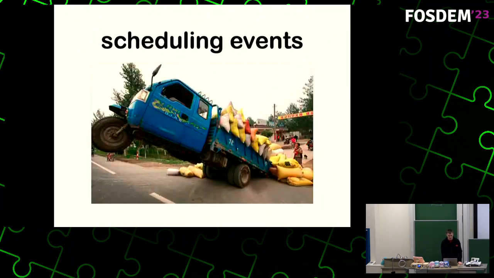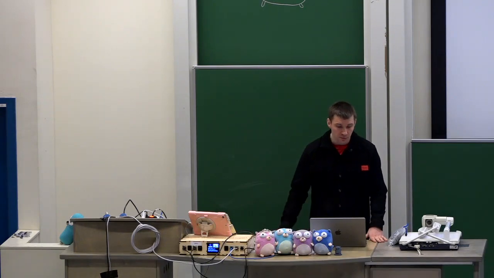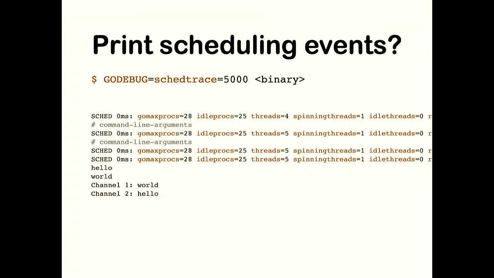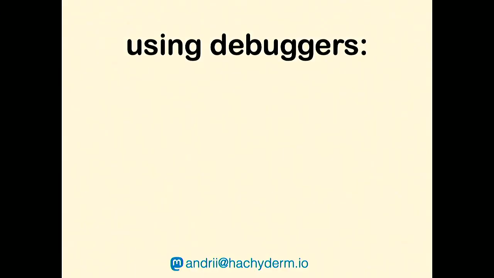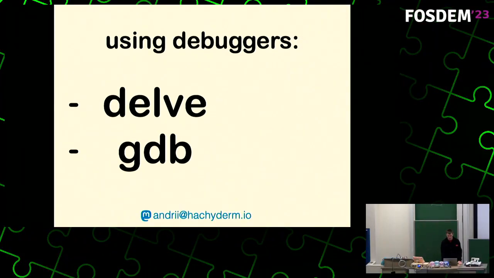Another idea is to try to print how Go schedules events. There is an environment variable which can print you some extra information. And of course, using debuggers. Today I will focus a little bit on Delve and a little bit on GDB.